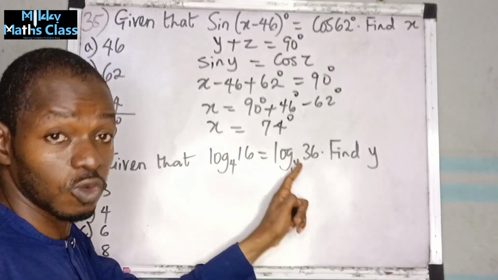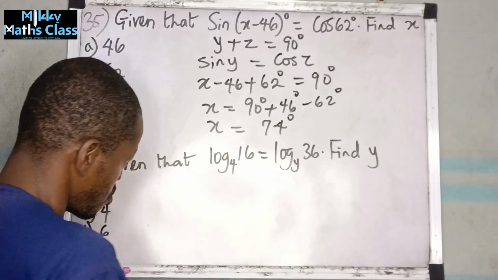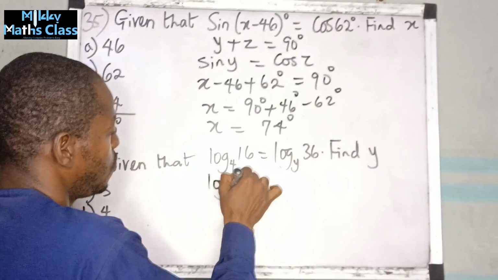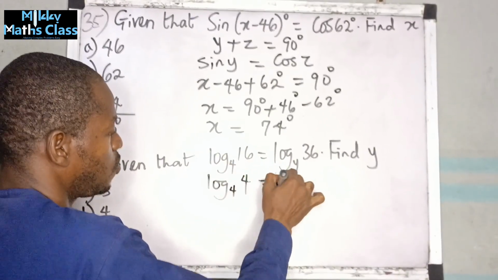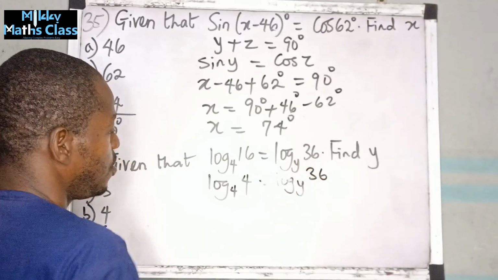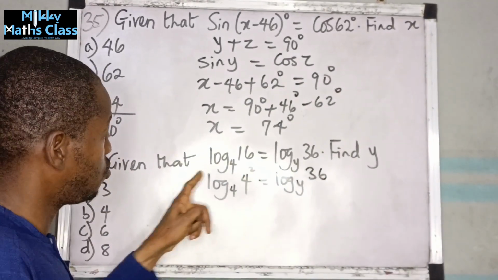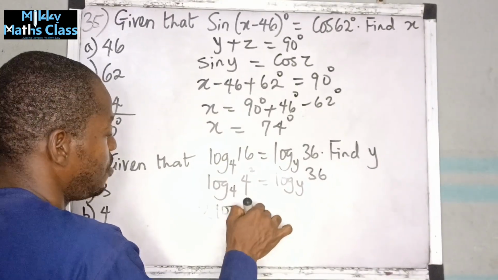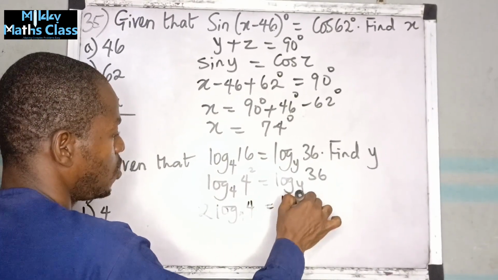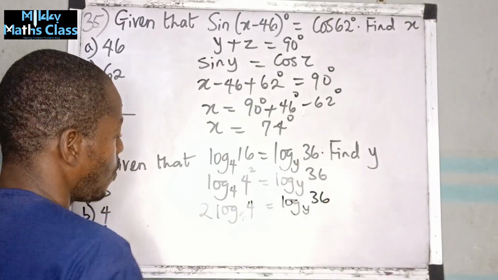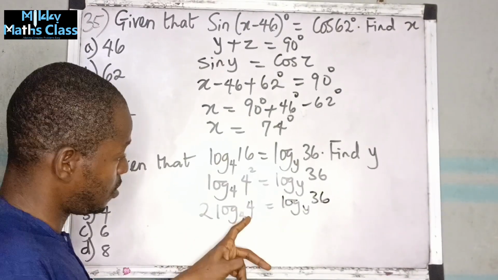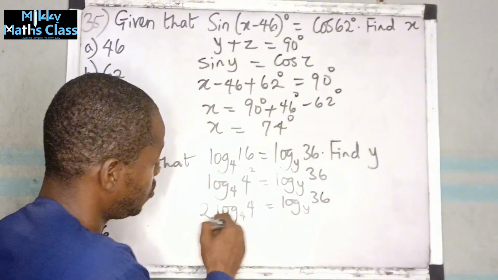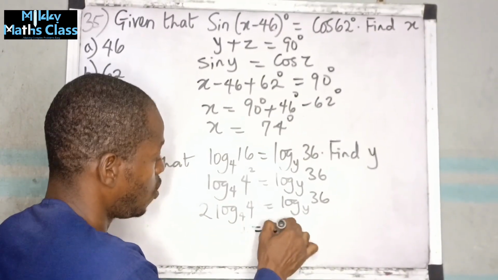So given that log 16 base 4 equals log 36 base y, find y. So this 16, we'll break it down. So that becomes log 4 to the power of 2 base 4 equals log 36 base y. So bring the 2 to this side. So it becomes 2 log 4 base 4 equals log 36. When you have a log to the same base, the answer is 1. So that goes off.